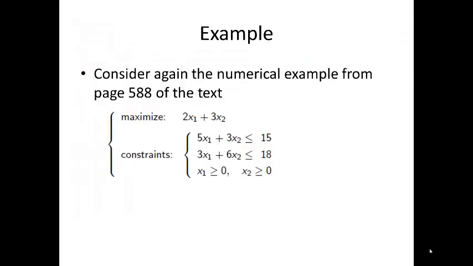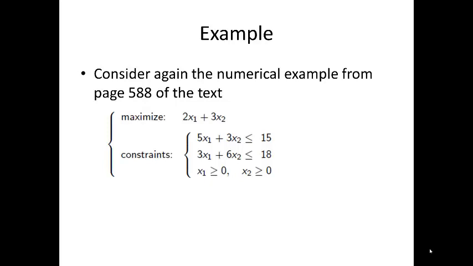So consider again the numerical example from page 588 of the text. Here each unit of the first product requires 5 units of the first raw material and 3 of the second. Each unit of the second product requires 3 units of the first raw material and 6 of the second. We have 15 units of the first raw material and 18 units of the second raw material. Profits from the sales of the products are 2 units for the first product and 3 units for the second product.